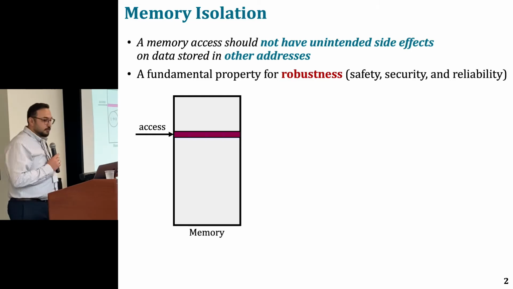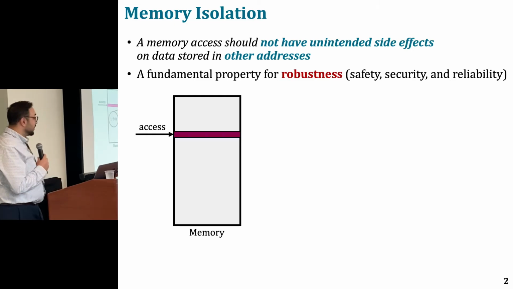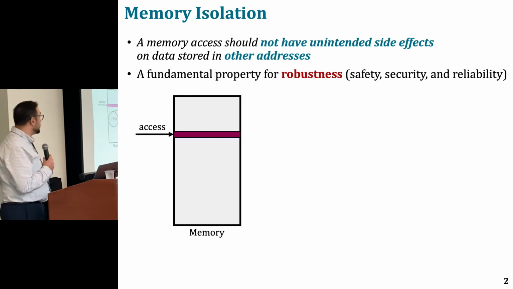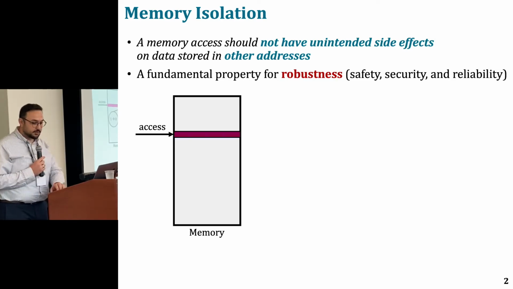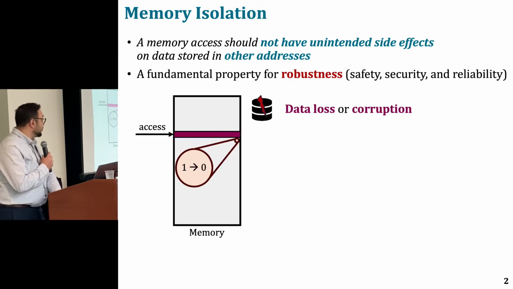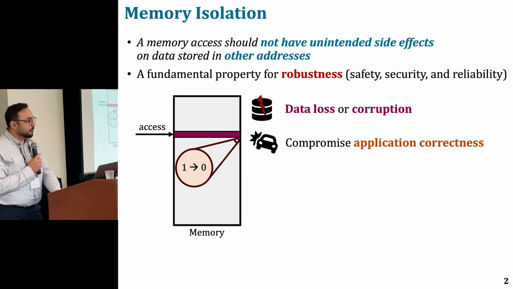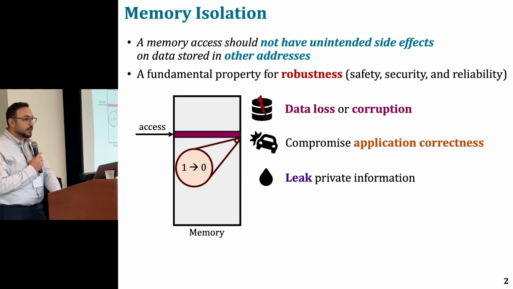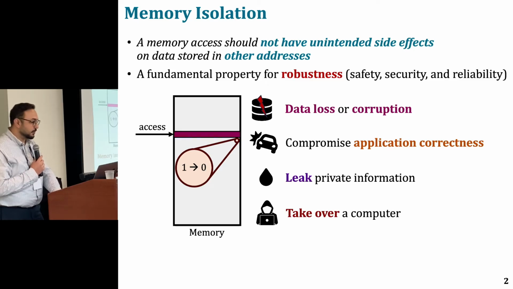Imagine that we do not have this principle. You perform an access to a memory location, and you observe a change, a bit flip, in another memory address. We wouldn't want this because it could lead to data loss or corruption. It can compromise our application correctness. It can be used to leak your private information or even to take over your computer.